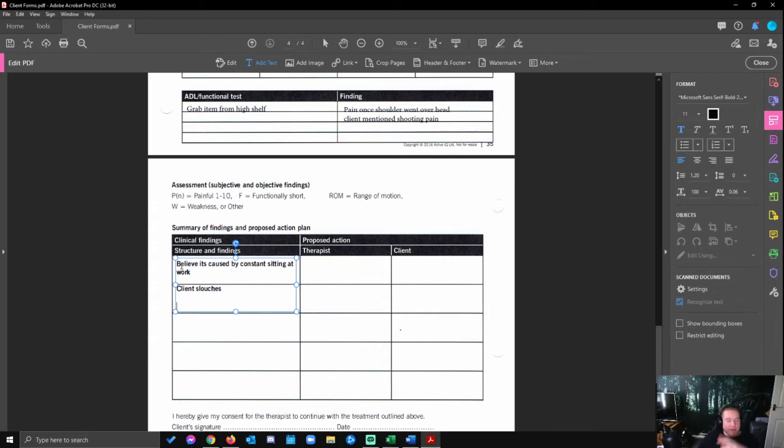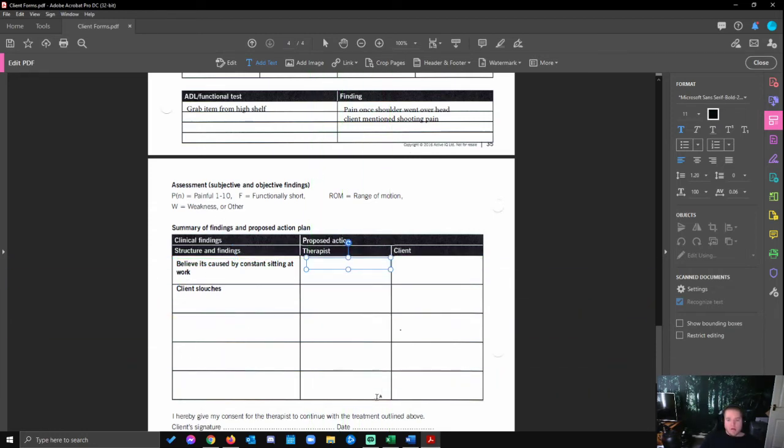So if I was to just talk you through one, I could literally say that I believe the problem is caused because the client is sitting for long periods of time at work. This is causing them to slouch, and therefore the shoulders are naturally in a protracted position, meaning the chest has also become tight. Then what we're going to plan on doing is working through the chest, working through the tension in the upper back, and also looking at improving that range of movement through the shoulder. So you would just literally jot this all down in this first column.